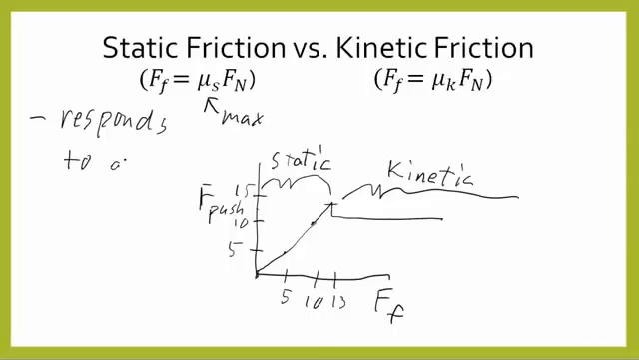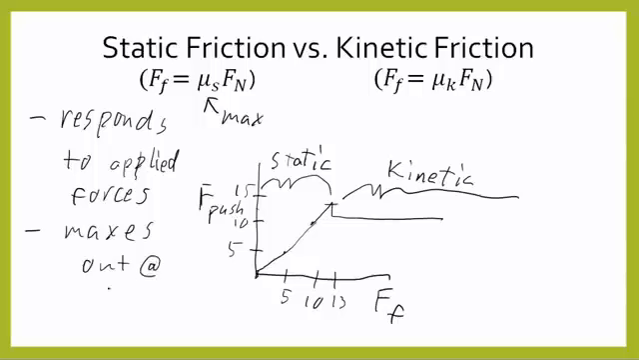Okay, so static friction over here responds to applied forces, and it maxes out at some point depending on the surface. Maxes out at μs. So that's the maximum amount. Over here, it's always constant. You always have the same value.